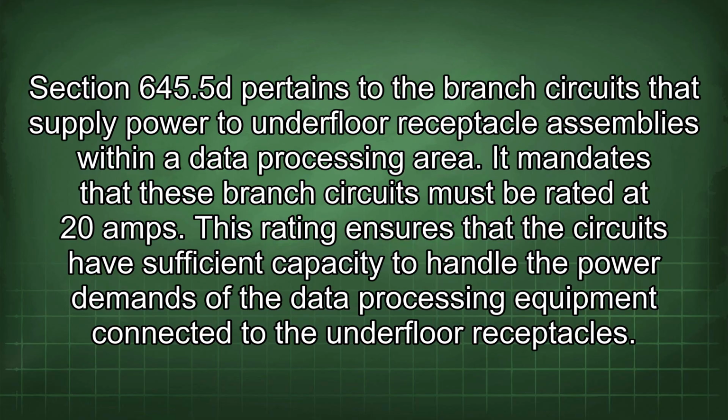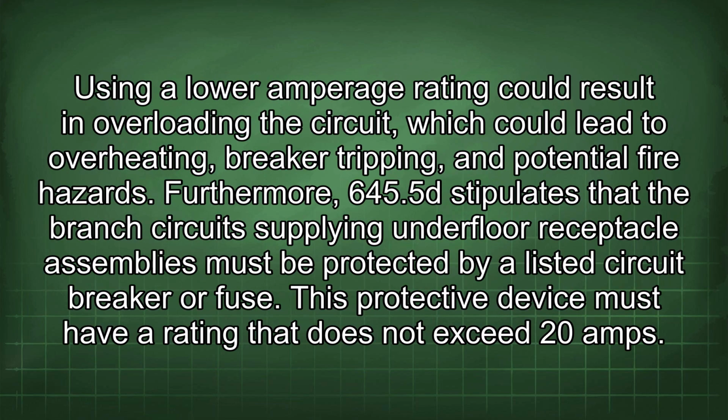Section 645.5 pertains to the branch circuits that supply power to underfloor receptacle assemblies within a data processing area. It mandates that these branch circuits must be rated at 20 amps. This rating ensures that the circuits have sufficient capacity to handle the power demands of the data processing equipment connected to the underfloor receptacles. Using a lower amperage rating could result in overloading the circuit, which could lead to overheating, breaker tripping, and potential fire hazards.